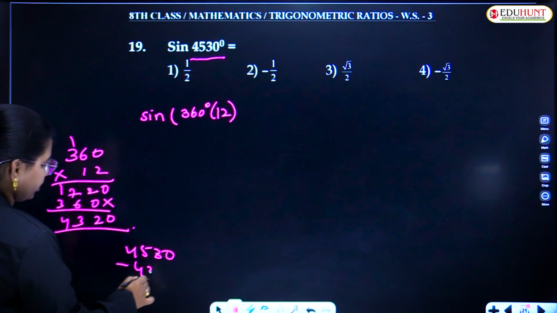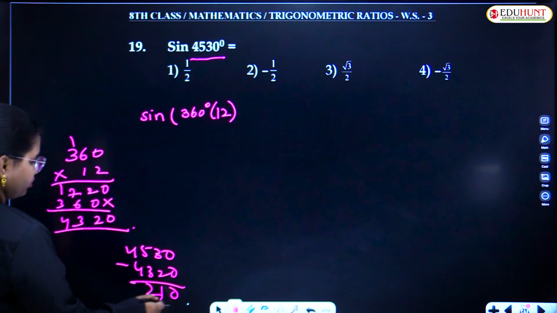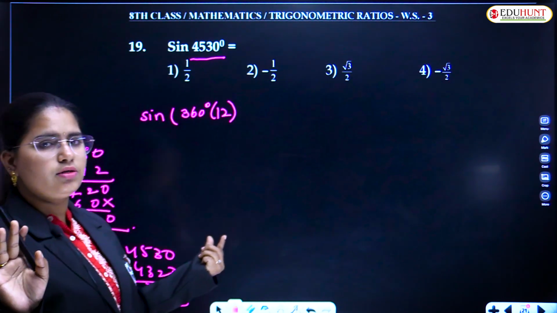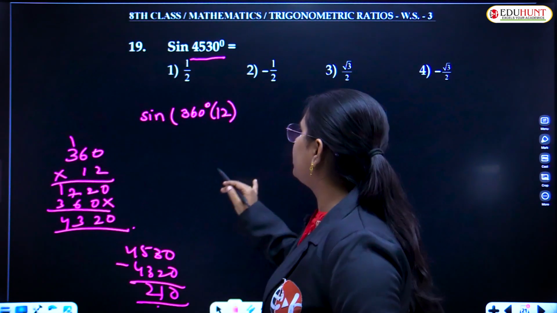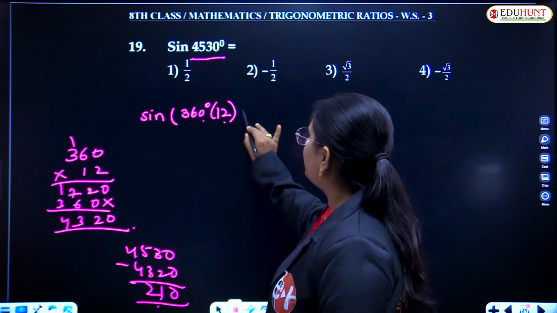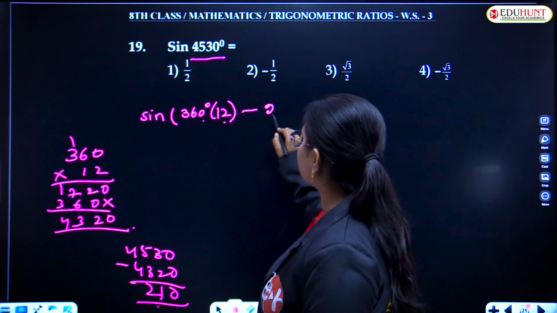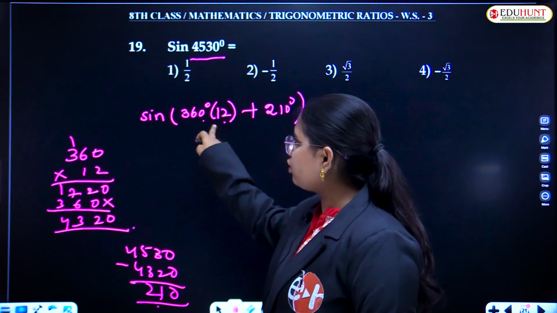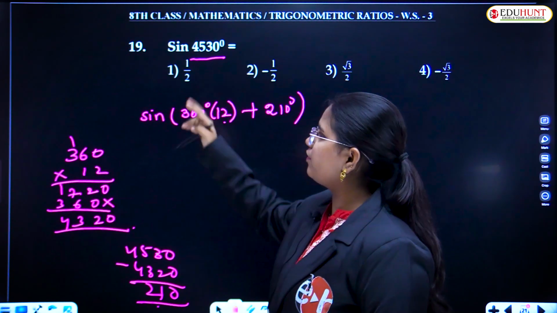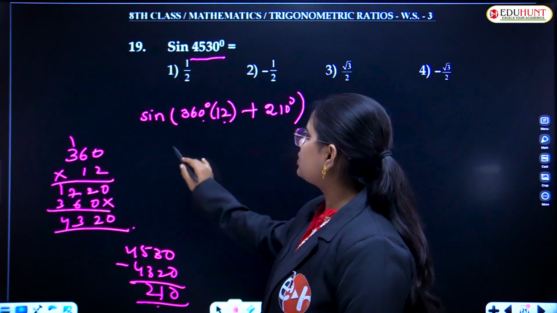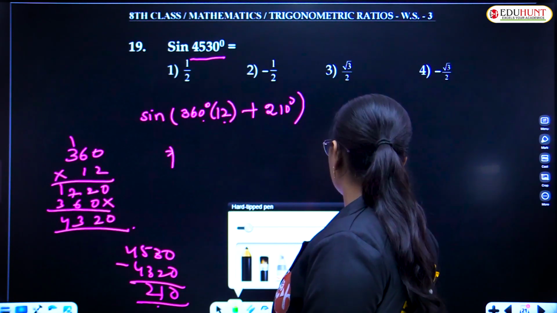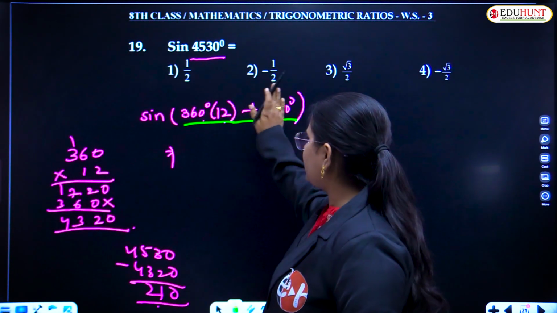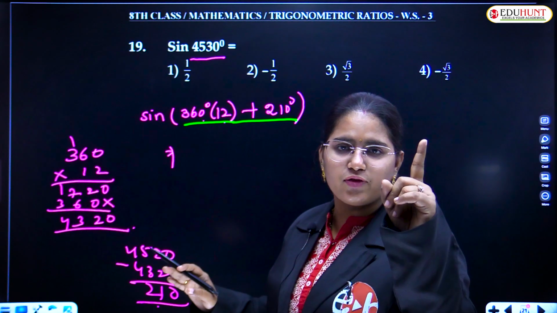4530 minus 4320 is 210. So if you add 210 to 4320, you will get 4530, right? Am I correct? So what is the value here? You get 360 into 12, and what do I need to do, subtract or add? It's add, right? I got 4320 plus 210, which is 4530. Am I clear with this question, guys? So now just observe along with me. Be careful. 360 degree plus theta. Which particular quadrant is it? It is obviously the first quadrant.